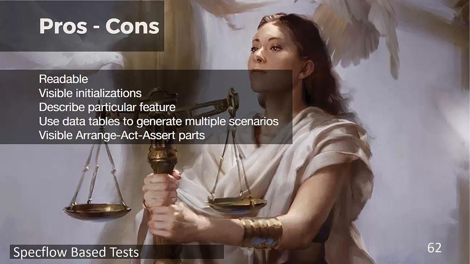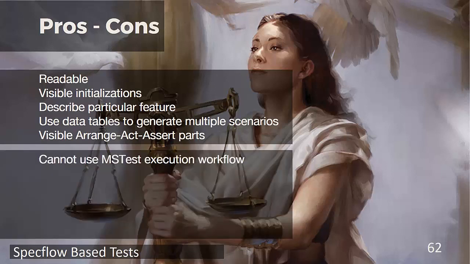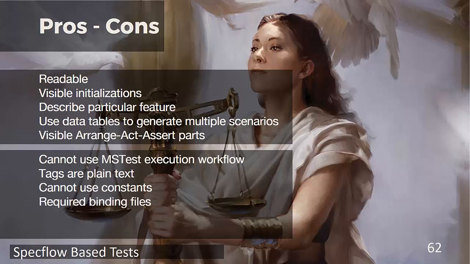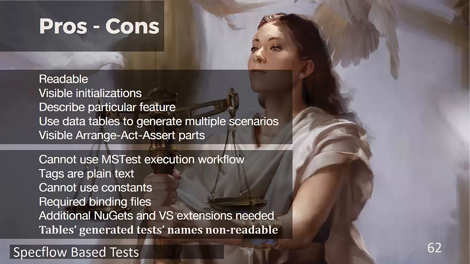The cons are that the existing MS Test execution workflow cannot be used, it should be rewritten with SpecFlow hooks. The tags used in the feature files are plain text. Cannot use constants inside the feature files, which means that all input data is hard-coded and cannot be reused. Additional binding files should be present in order for SpecFlow to be able to work. Additional NuGet packages and Visual Studio extensions should be installed, and test names generated from the examples table are not readable.